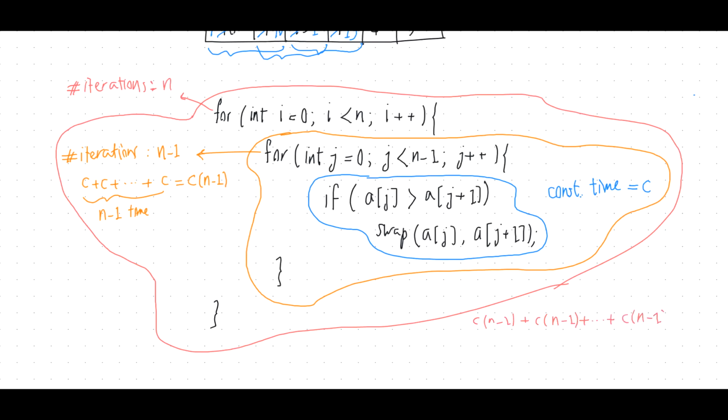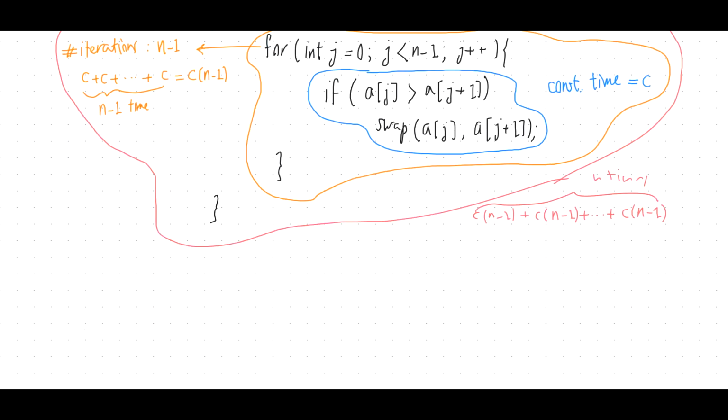And we are repeating this n times. I don't know what happened to my board. But yeah, so we're repeating this n times. And therefore, what we get is c times n minus 1 times n, right? Adding c times n minus 1 n times, that gives you that. So that's the overall running time of this algorithm.